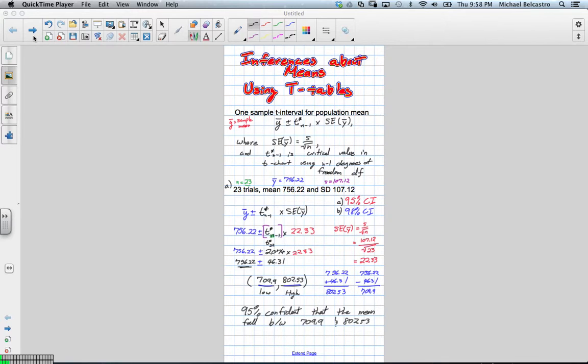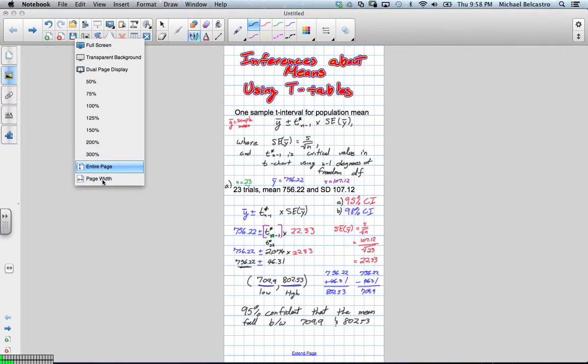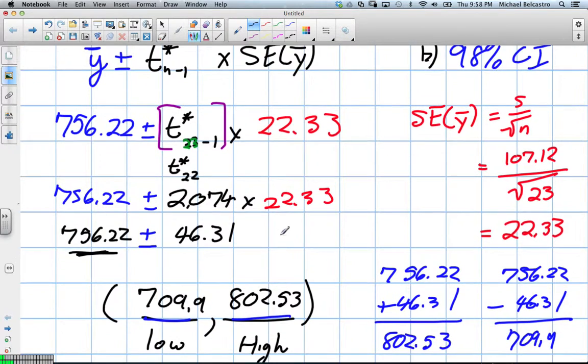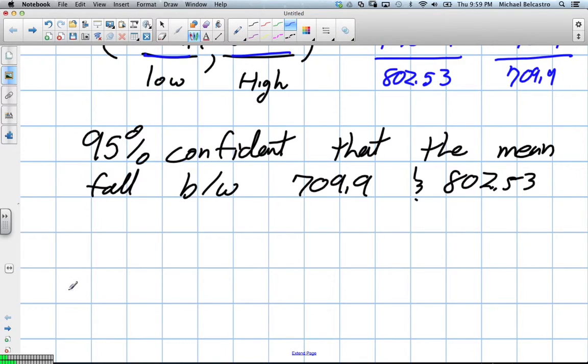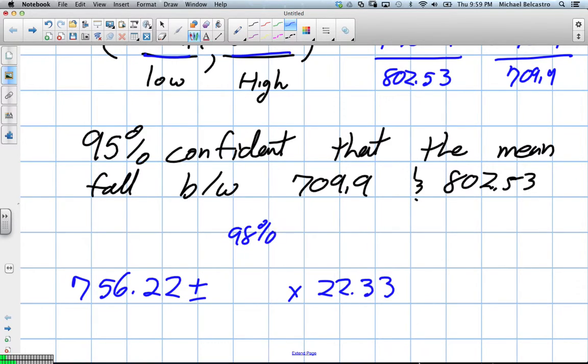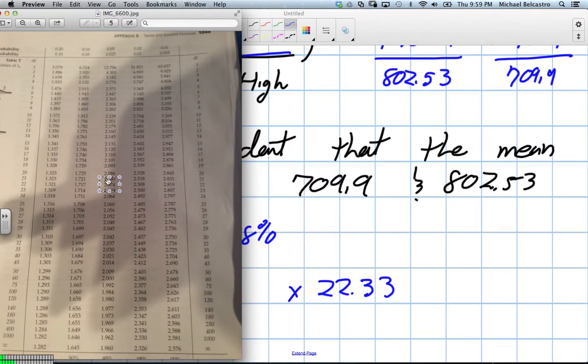Oh, we said we were going to do 98. I'm not going to zoom out yet. Okay. Well, luckily, a lot of the information is still the same, right? The only real difference here is going to be this number, right? So if that's true, let's find our new confidence interval here. We know we still have a mean of 756.22 plus or minus, and the standard error was still 22.33. So we need to find at 98% confidence. I'm going to bring up that picture again. So according to this, at 98% confidence, which is the next one over at 22, we would multiply by 2.508.